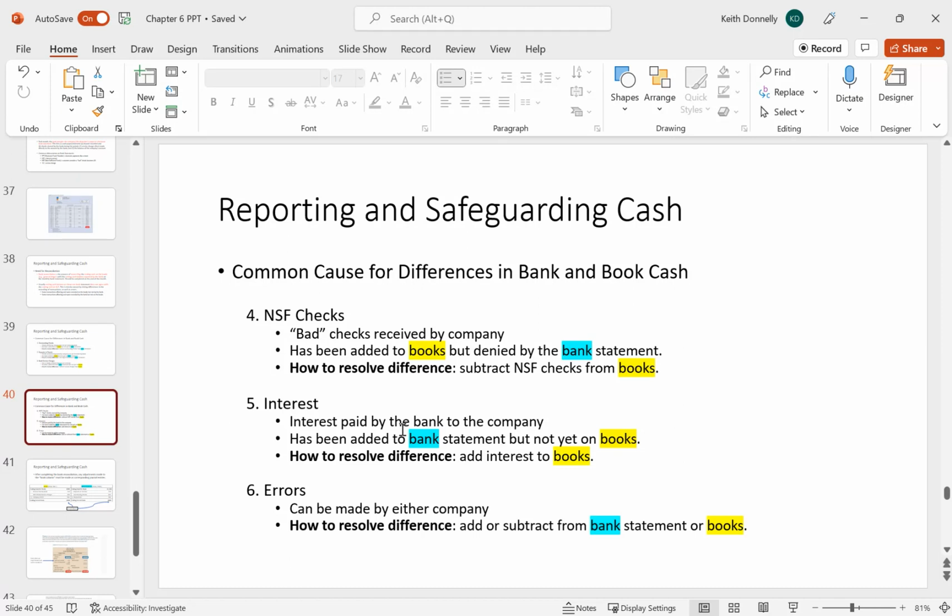Fourth one here, NSF checks. That means non-sufficient funds checks. It's basically a bad check, if somebody writes you a check where they don't have money in their account for it to be cashed.